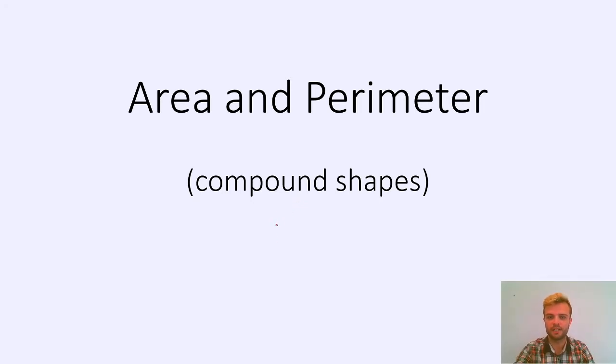All right, so here we're going to be looking at the area and perimeter of compound shapes. Now, compound shapes are shapes that might look a little like this, where you have, in this case, an L shape that's made up of two or more shapes that we can find the areas of much more easily. So there's one example, or here's another.